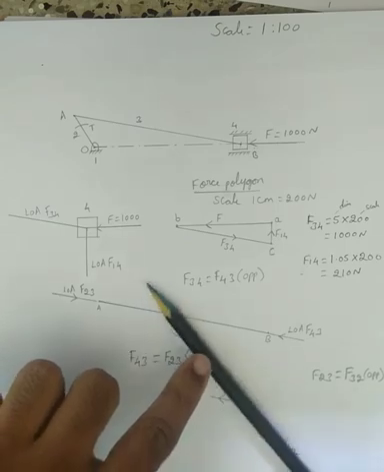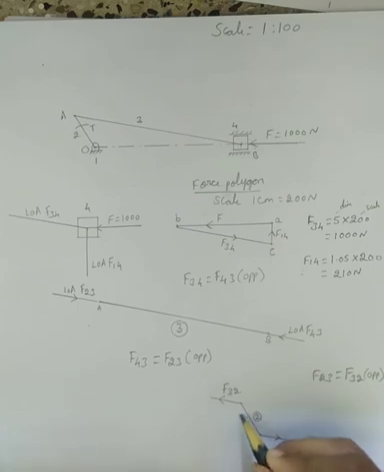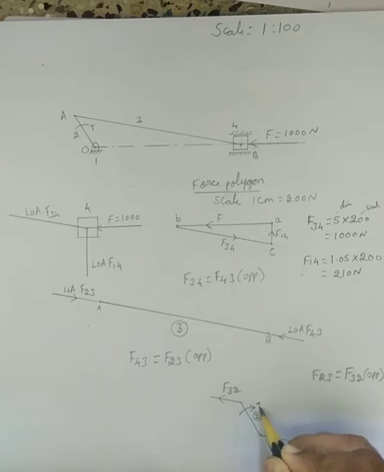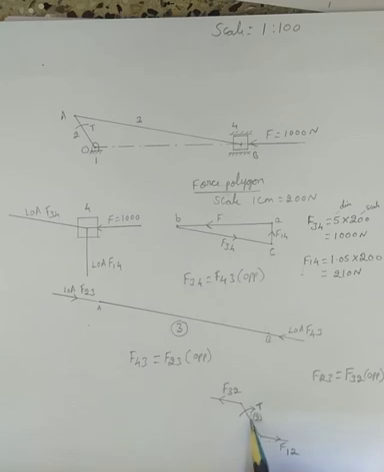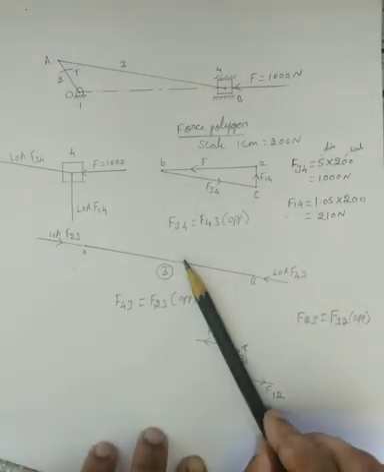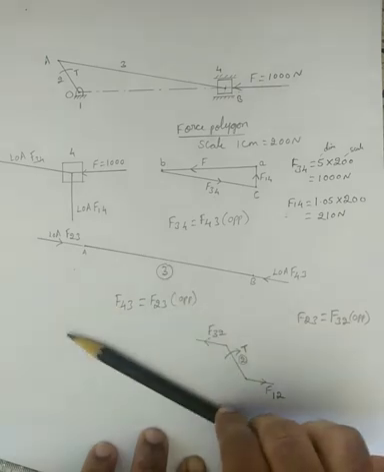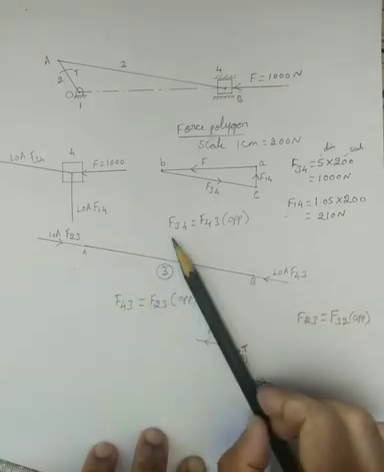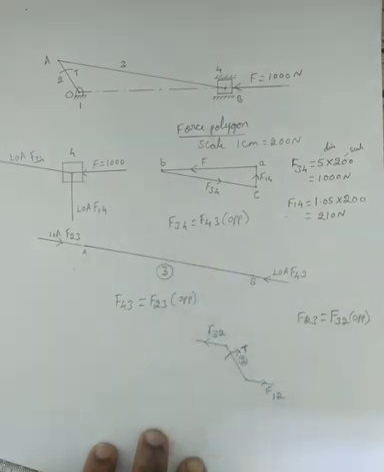So in order to make it in equilibrium, one torque should act in a clockwise direction. That torque is T. Why should it act clockwise? Whatever forces are produced, they are making the link move in an anti-clockwise direction, the counterclockwise direction. So to make it in equilibrium, one torque should act in a clockwise direction, so that the link will be in equilibrium.